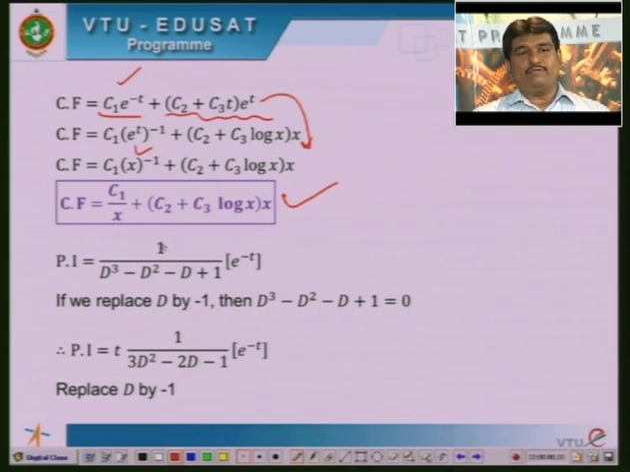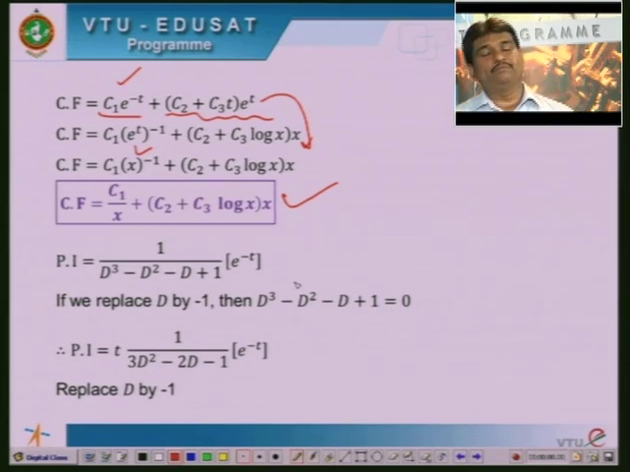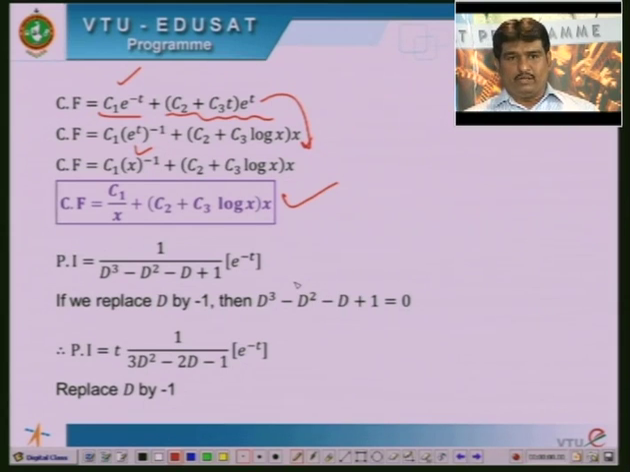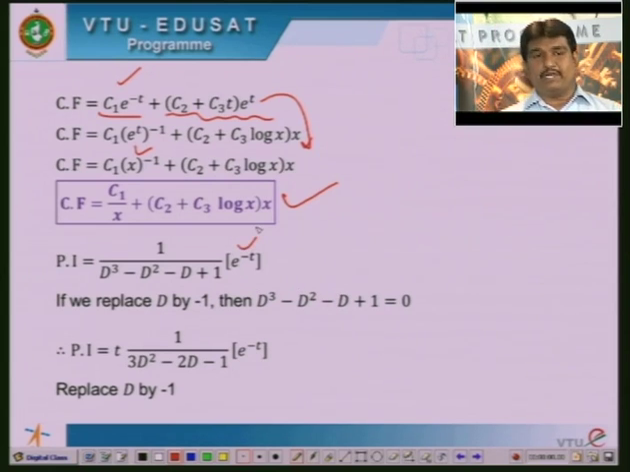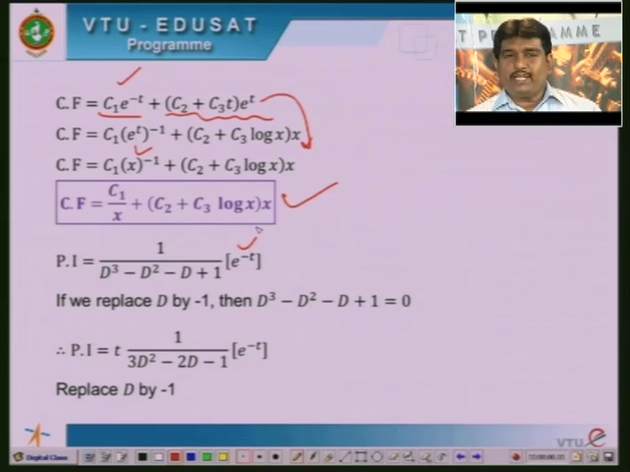It's 1 over f of d into e to the power of minus t. RHS is 1 by x, which is 1 by e to the power of t, nothing but e to the power of minus t. This is type 1, e to the power of minus t. According to type 1, we have to replace d by a. A is the coefficient of t here, which is minus 1. If we replace d by minus 1, then the denominator becomes 0. D cube minus d square minus d plus 1 becomes 0.